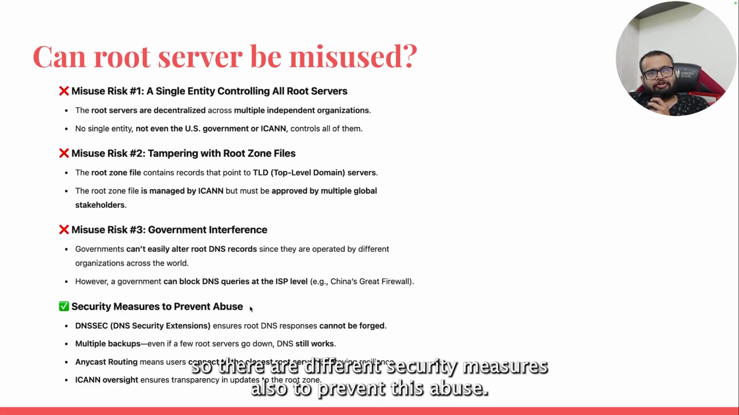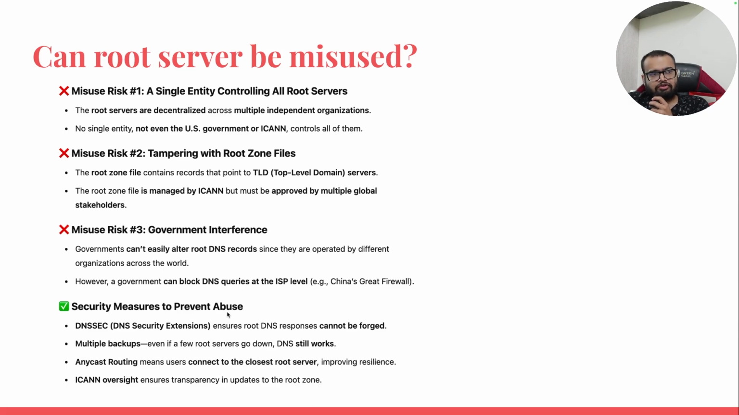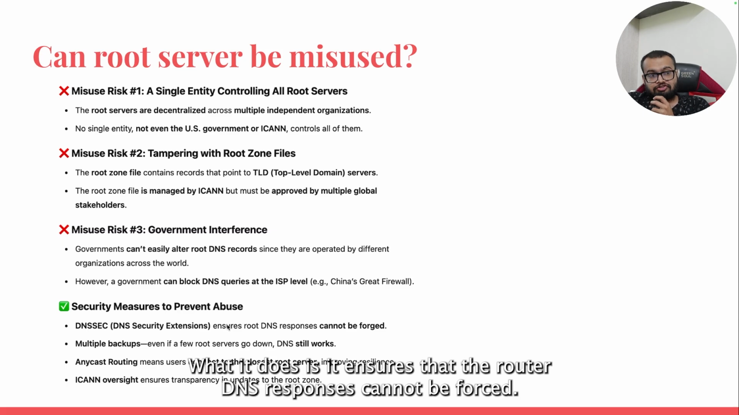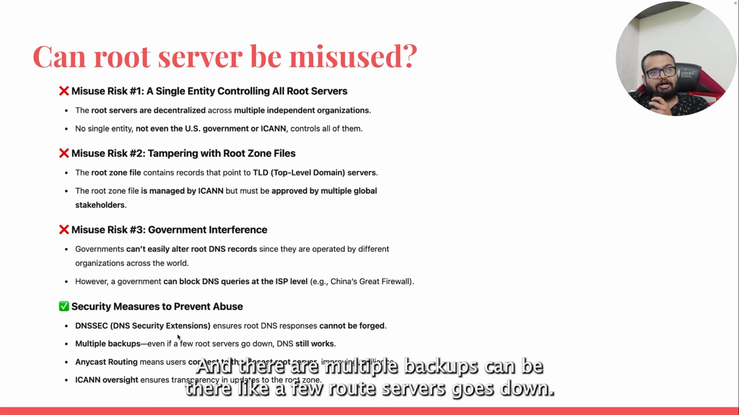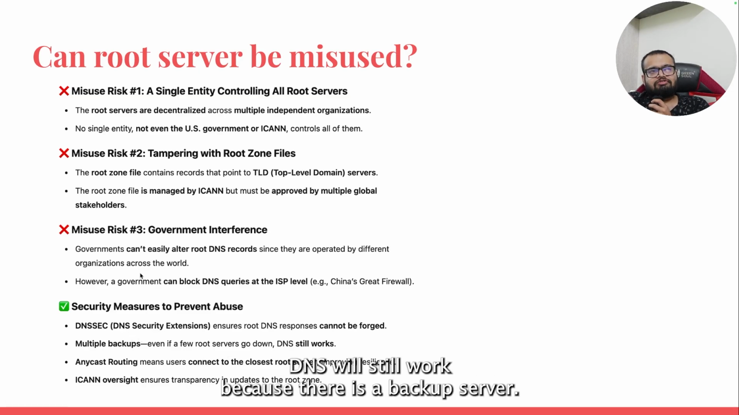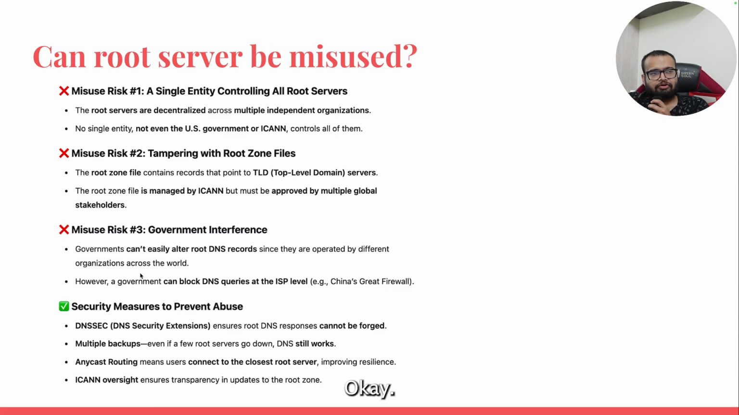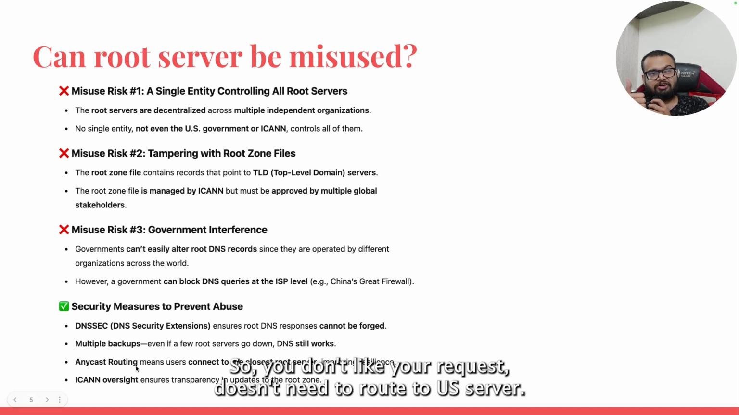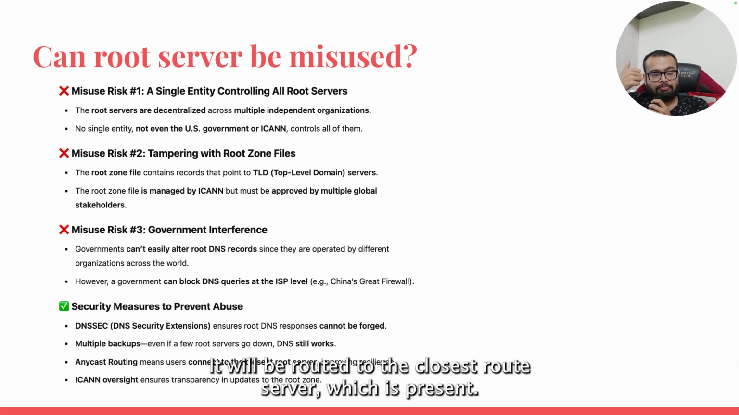So there are different security measures also to prevent this abuse. One is DNSSEC. We will read about it in more detail. What it does is it ensures that the root DNS responses cannot be forged. And there can be multiple backups. Like if a few root servers go down, DNS will still work because there is a backup server. Anycast routing is there, that is, there are servers closest to you. So your request doesn't need to route to a US server. It will be routed to the closest root server which is present.